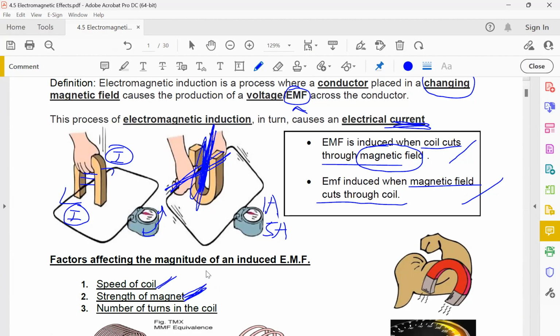What makes a stronger magnet? Okay, there will be more current, but why would there be more current? What's the difference between a strong magnet and a weak magnet? Yeah, it has denser magnetic field lines.